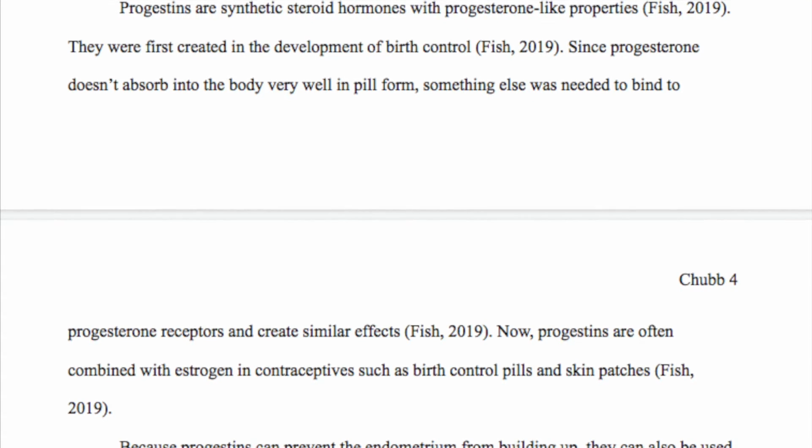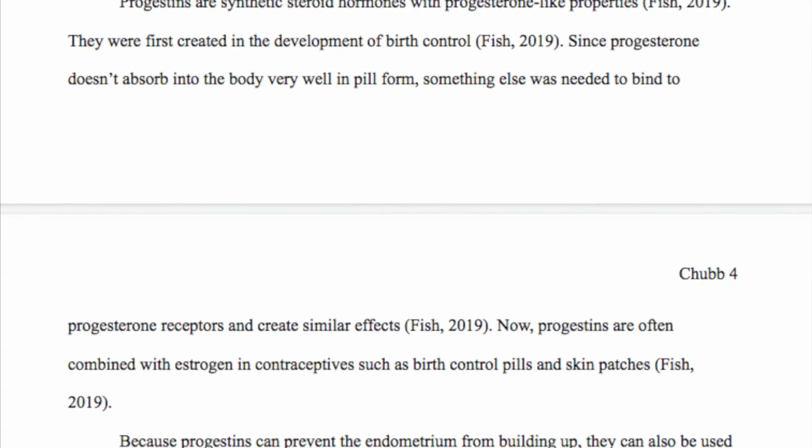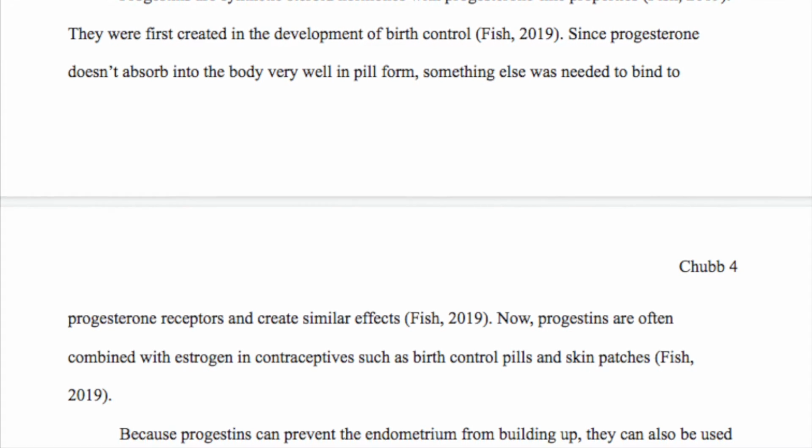I want to know more about that. I don't actually think I read the full story behind how progestins were developed, but it sounds kind of cool.